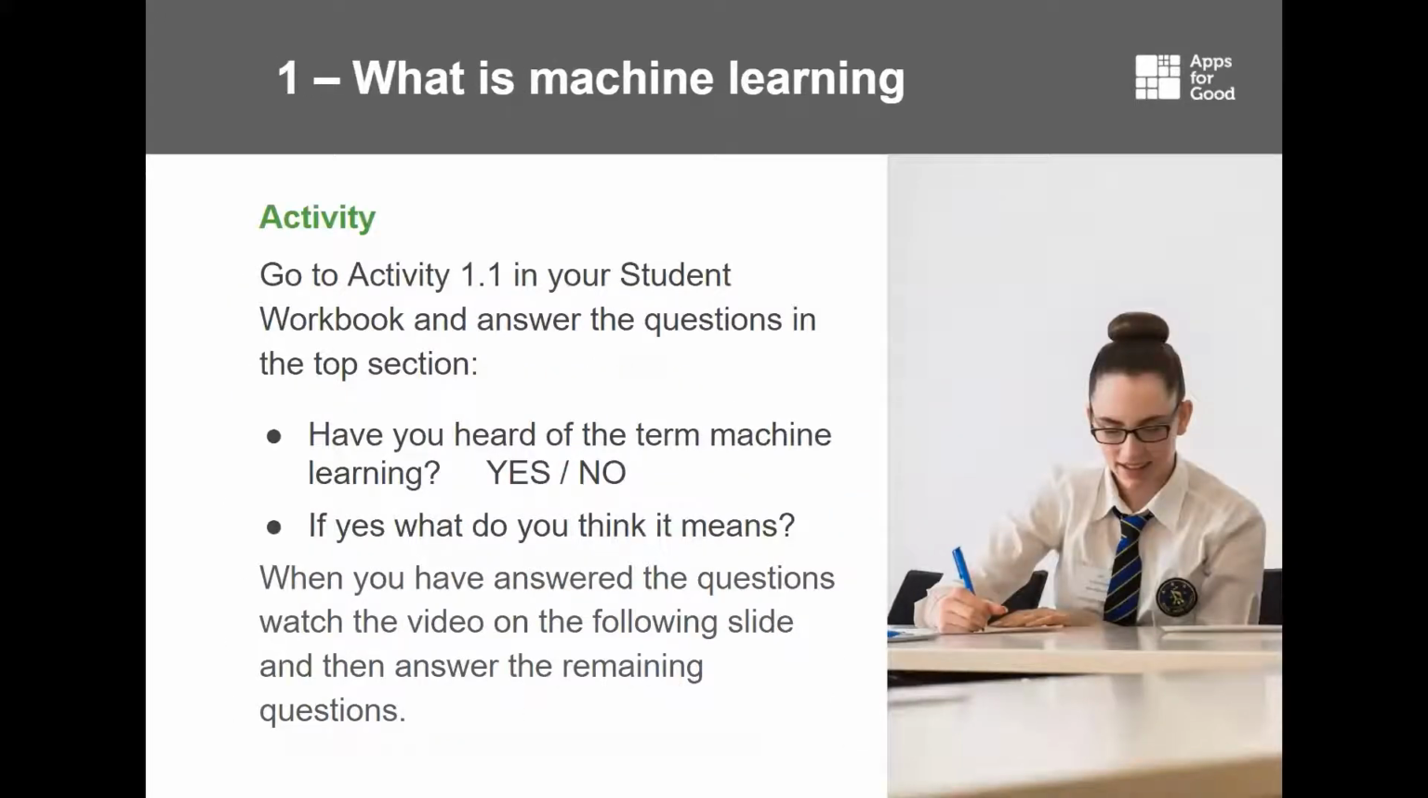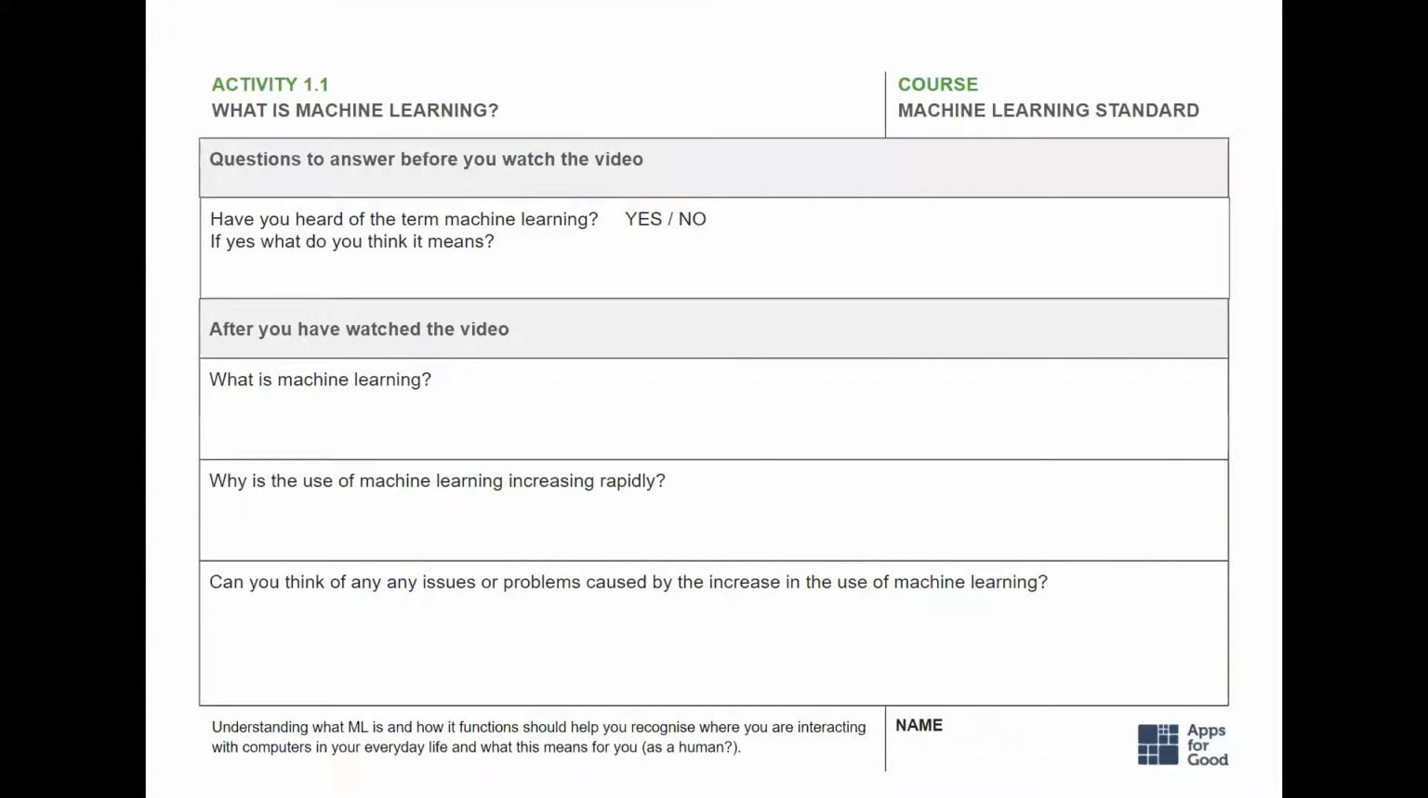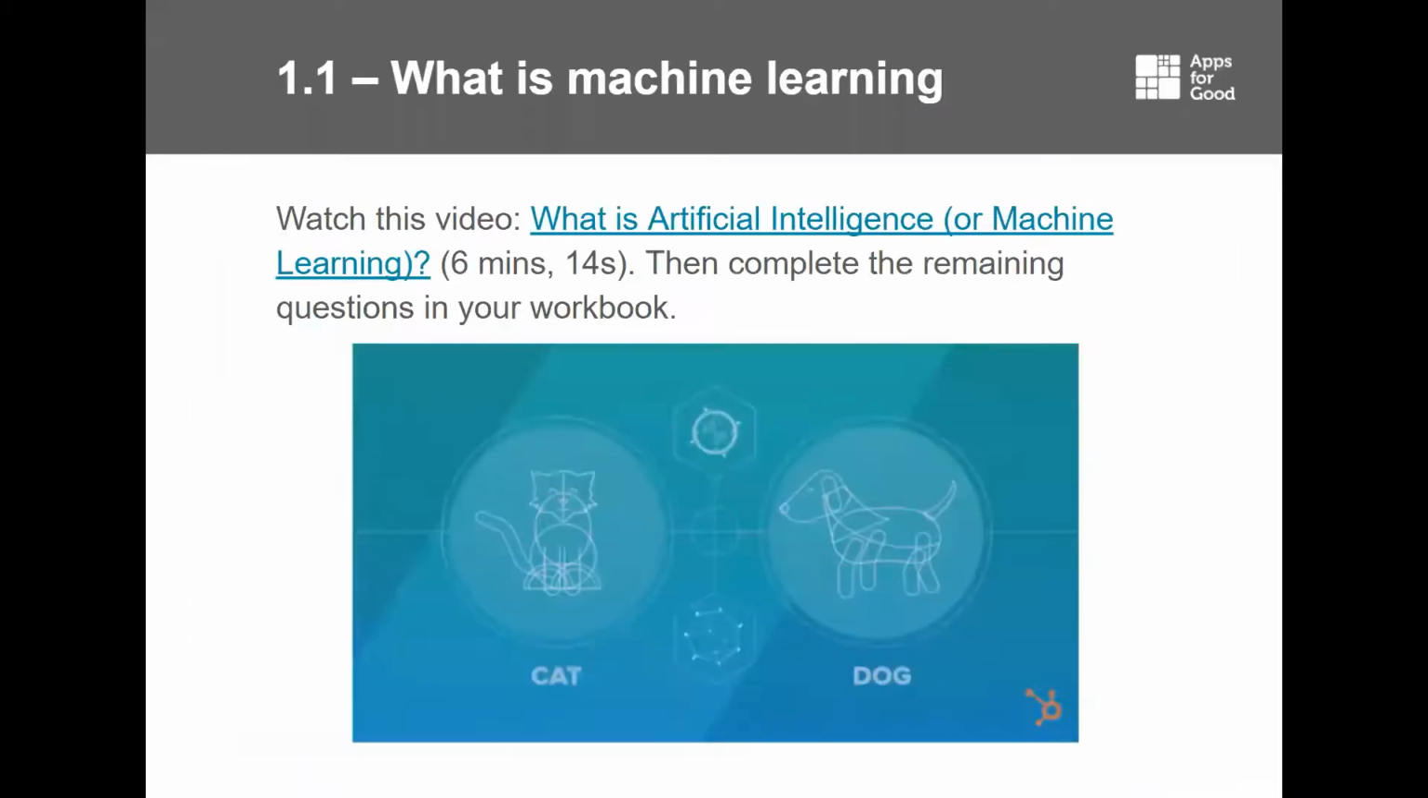To get started, what do you already know about machine learning? Have you heard of it? And if so, what do you think it is? Fill in the first question on worksheet 1.1 in your workbook with your initial thoughts. Don't worry if you don't know anything about machine learning yet. You should know a lot more by the end of this session. Once you've answered question 1, watch the video on the following slide, then answer the remaining questions on the worksheet.